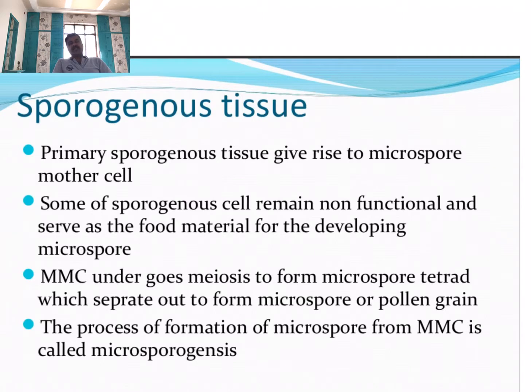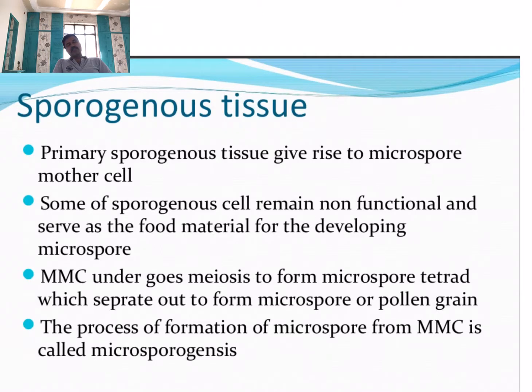In angiosperms, the microspore mother cell is the diploid stage. This diploid microspore mother cell undergoes meiosis to form a microspore tetrad. After the formation of the microspore tetrad, the cells separate out as microspores or pollen grains. The process of formation of microspores from the microspore mother cell is called microsporogenesis.